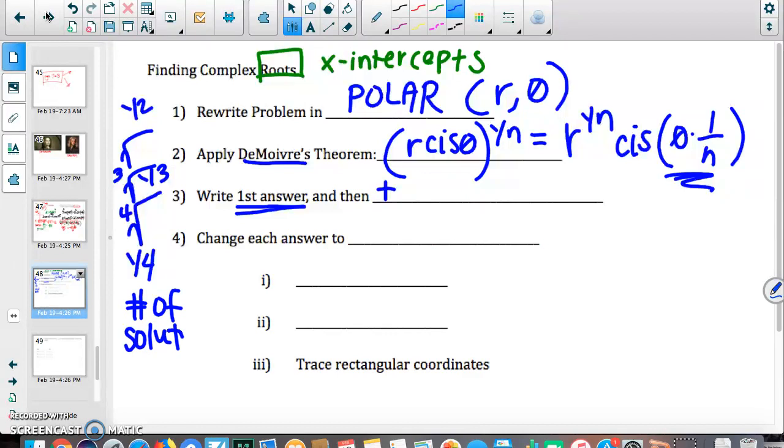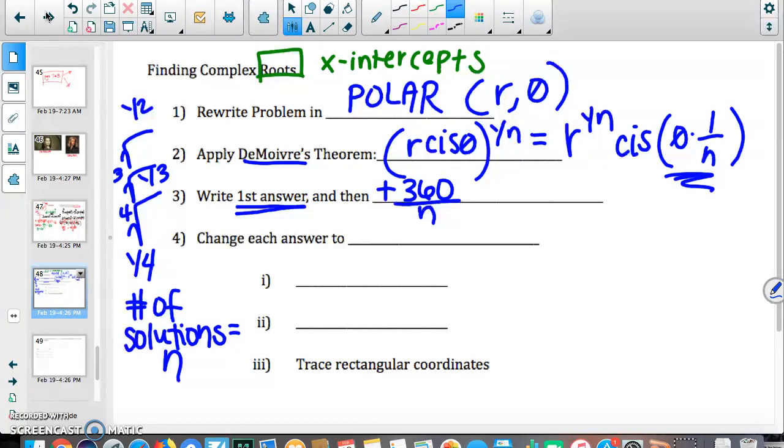So square root, you'll have 2 solutions. Cube root, you'll have 3 solutions. Fourth root, you'll have 4 solutions. So to get all of your solutions, we have to add 360 divided by n. So I'm taking my period and I'm splitting it up into how many answers I want.